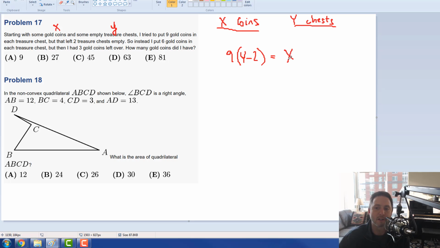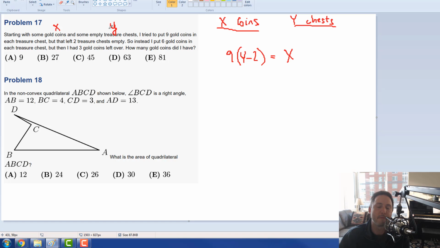All right, let's just double check that. So we took all the coins and we just started putting them in all the chests except for 2. And we had 9 in all of them except for 2. So let me just think. Does this make sense? We take away 2 chests and put 9 in each one of them. So 9 times the number of filled chests equals the total coins. Okay, that's right.